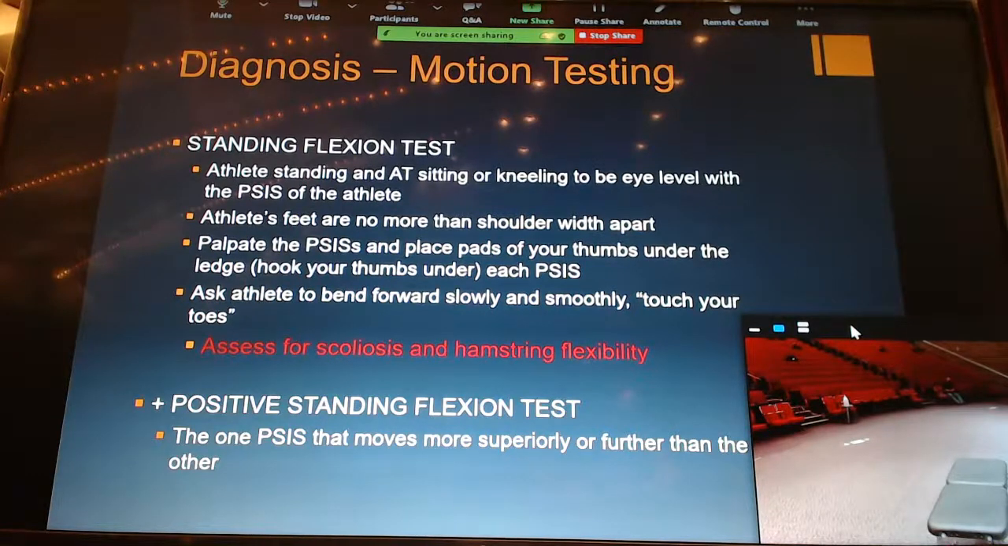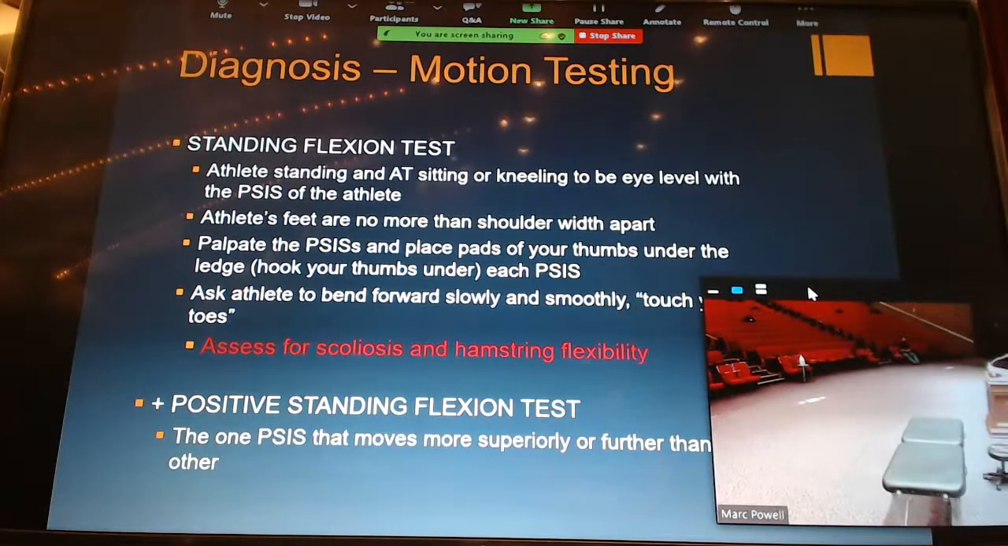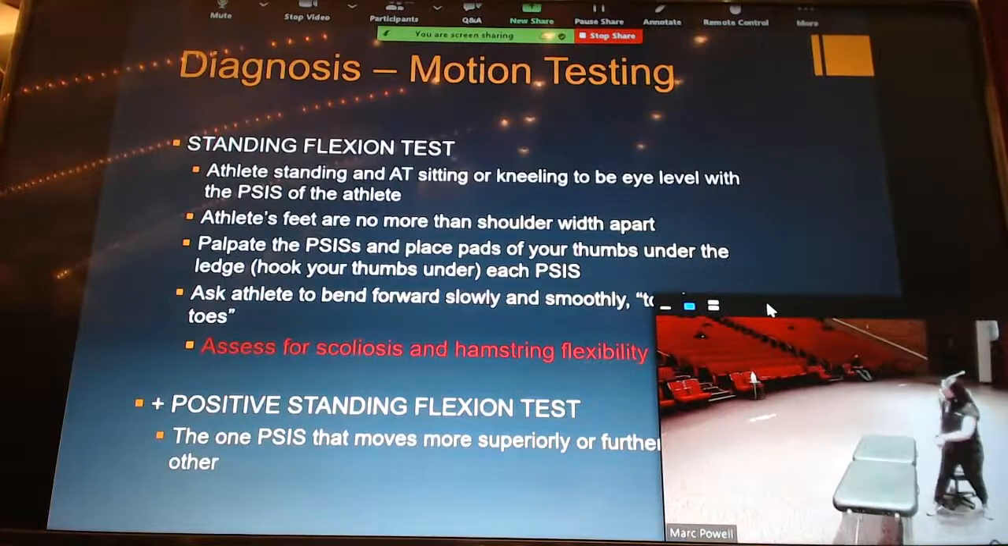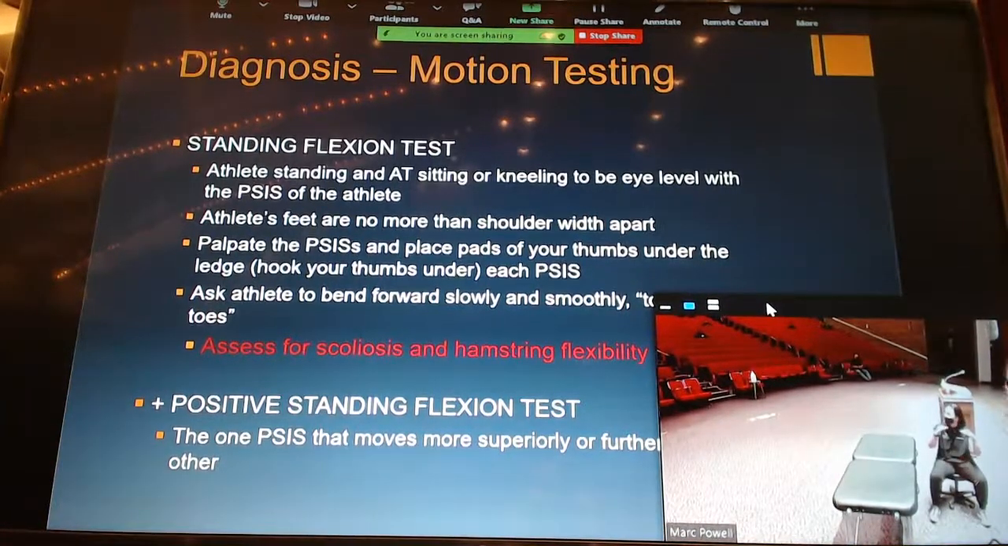So we're going to start with motion testing. Okay? I'm going to demonstrate all this here in a little bit. I'm just going to go over the wording at the moment. First is the standing flexion test. One of the biggest things you need to make sure of is that your athlete will be standing right in front of you, shoulder width apart, with their feet planted on the ground, but you need to be at eye level with their PSIS. If you're standing up, you're not going to be able to see that PSIS. As my handy chair is here, because I asked for it, I am eye level as much as I can be with the PSIS.